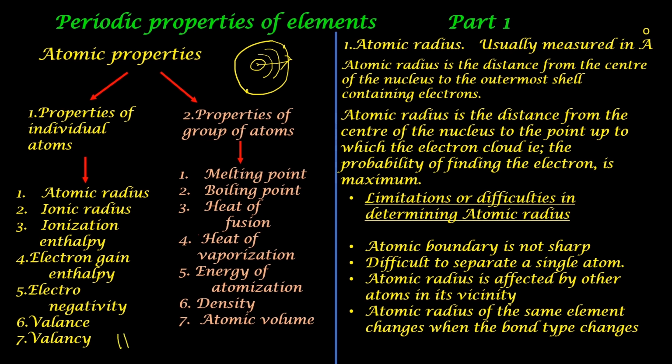For example, in hydrogen chloride, chlorine forms a covalent bond with hydrogen. Whereas in sodium chloride, chlorine forms an ionic bond with sodium. The atomic radius of chlorine in these two cases will not be the same, it will be different. In spite of these difficulties, scientists have found out some practical methods by which the atomic radius can be determined or assessed. We will continue this topic in the next video.